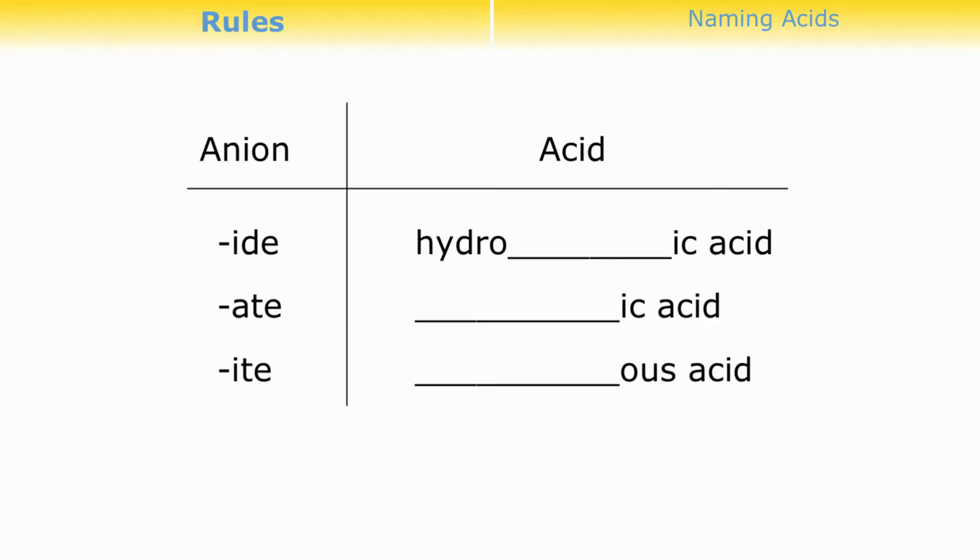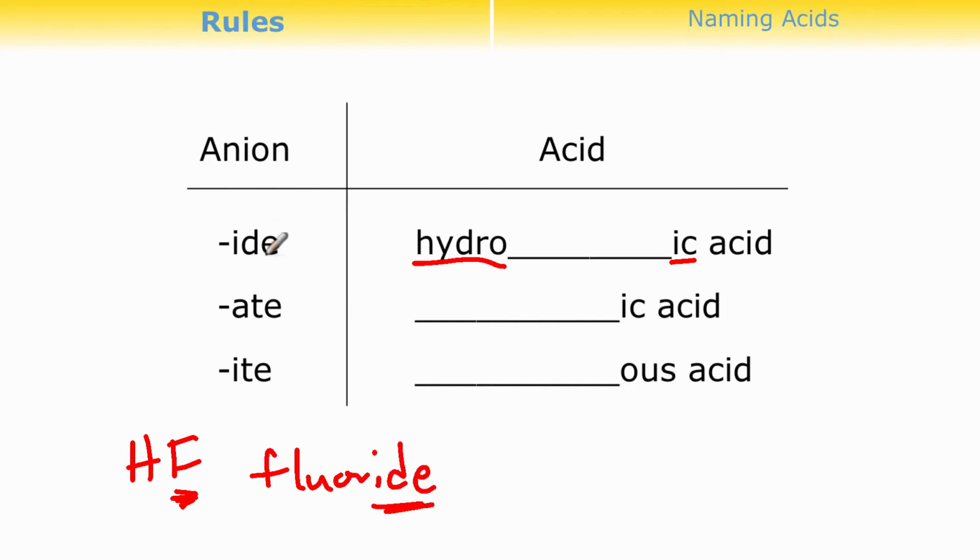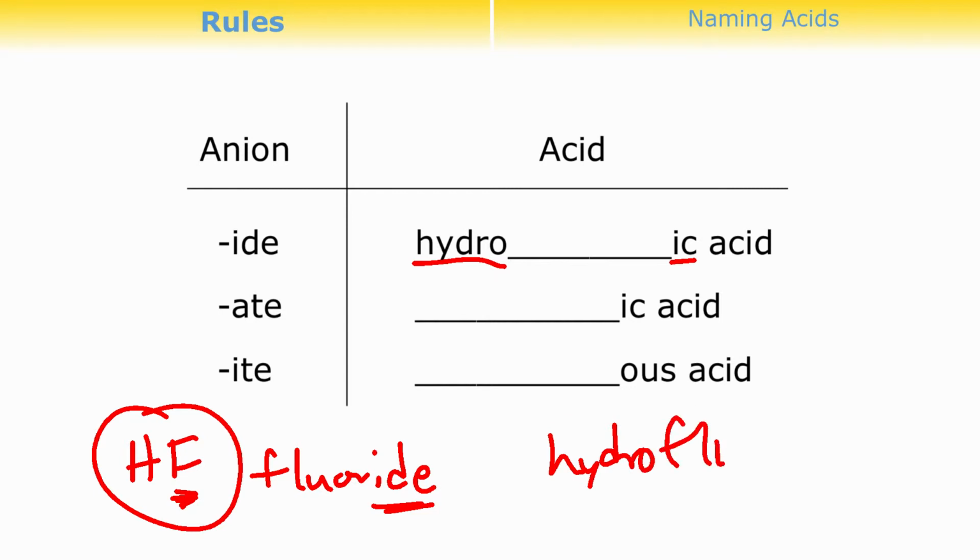So let's put those rules together. If the anion ends in ide, that's the last one we did, we put a hydro in front of it, and we lop off the ide and put an ic there. For example, if I had HF, the anion name for F would be fluoride. It ends in ide, so we add hydro and change it to ic. So HF, if that's an acid, will be called hydrofluoric acid.